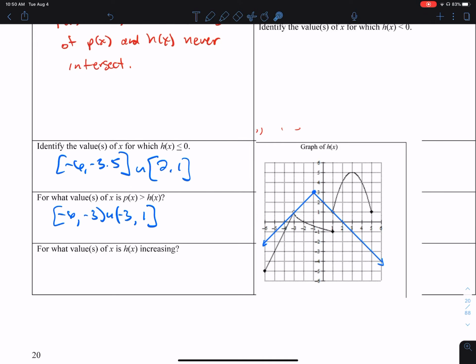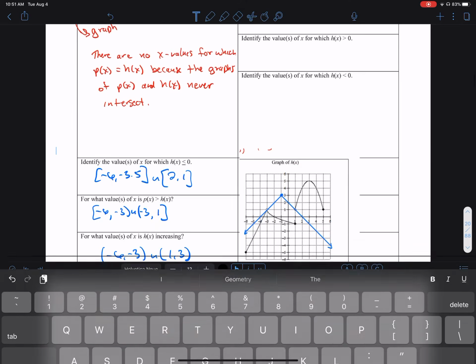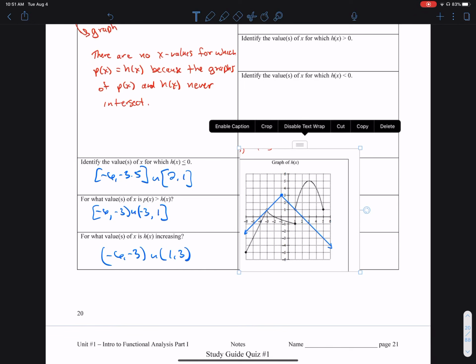For what values of x is h increasing? It's increasing as if you're going up from left to right. It's increasing from, but not including, negative 6 to negative 3. And it's increasing, but not including, 1 to 3.